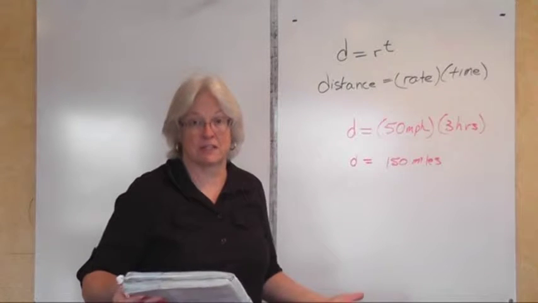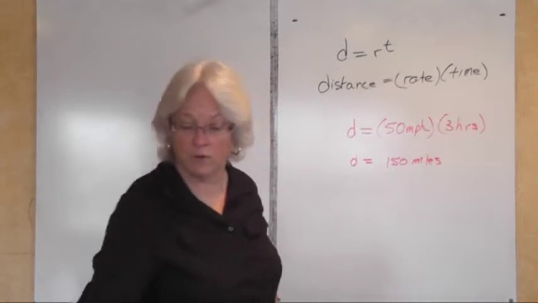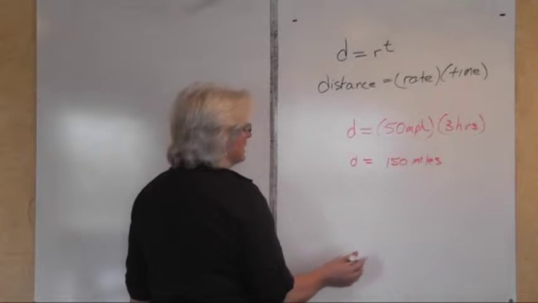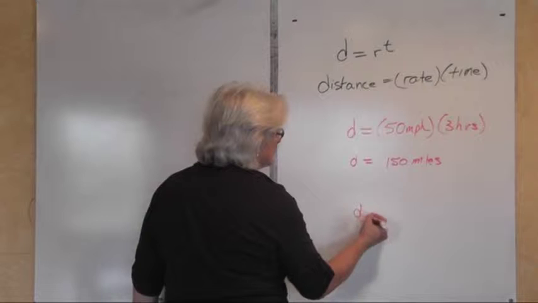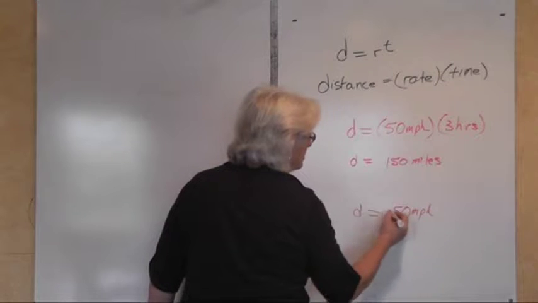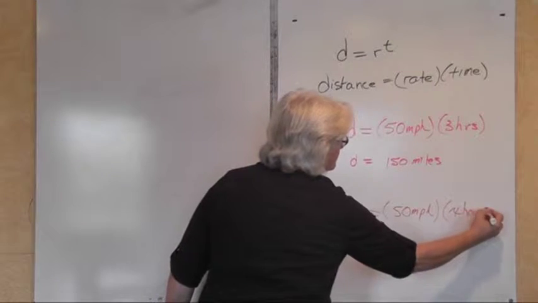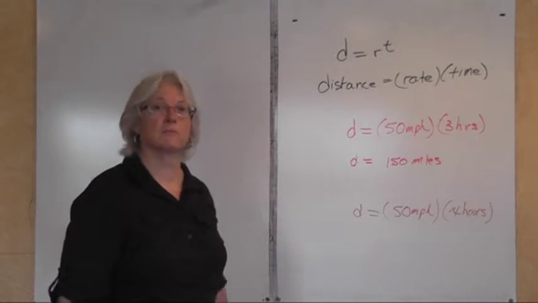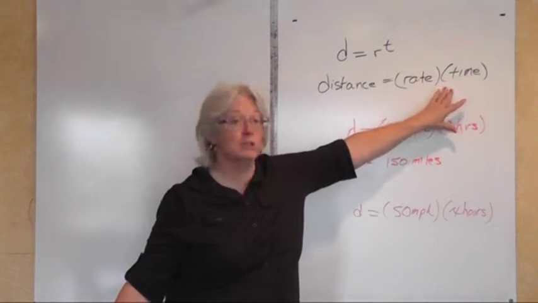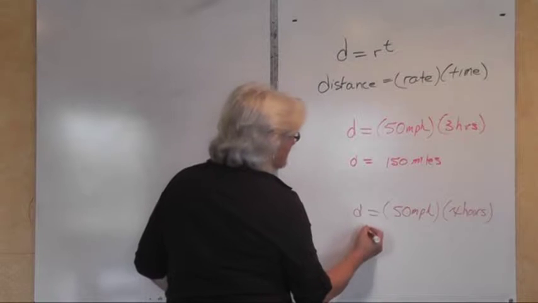Now the next example here says, how far will a car travel if it goes 50 miles an hour for X hours? Well, let's look at that. 50 miles an hour for X hours. How far will it travel? That's the distance. We don't know how long it's been traveling, we just know that that's our unknown. How far does it travel? 50x miles.